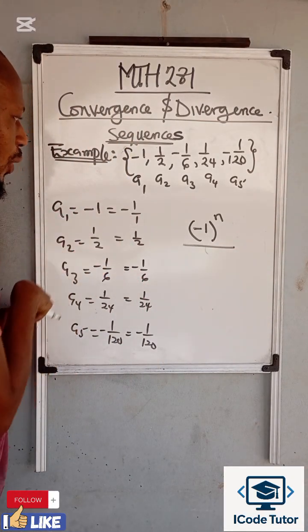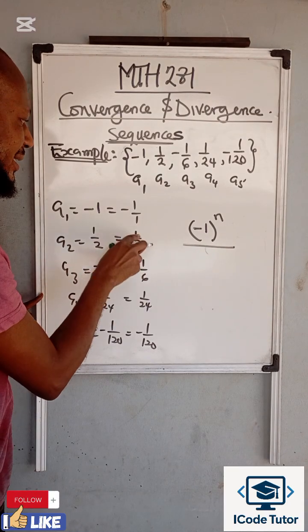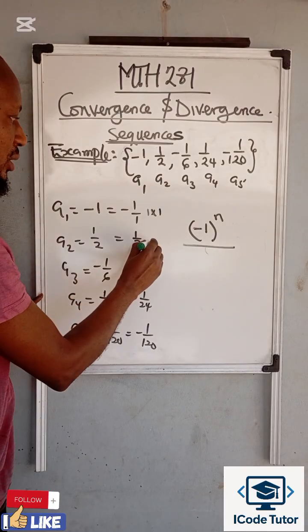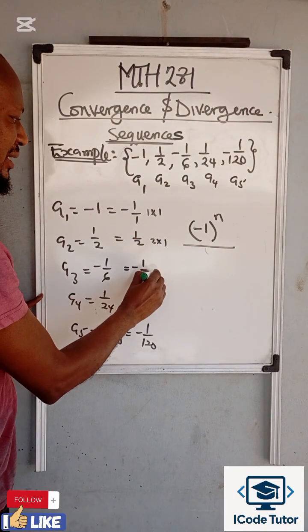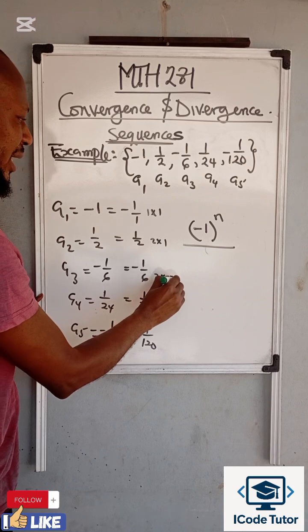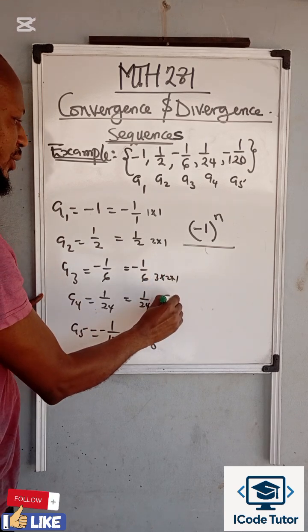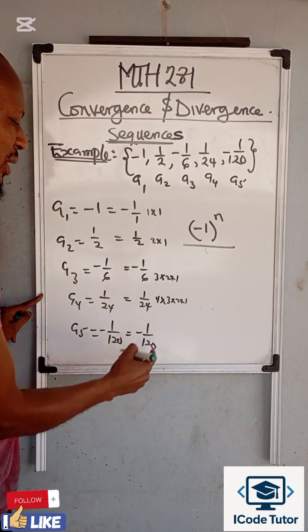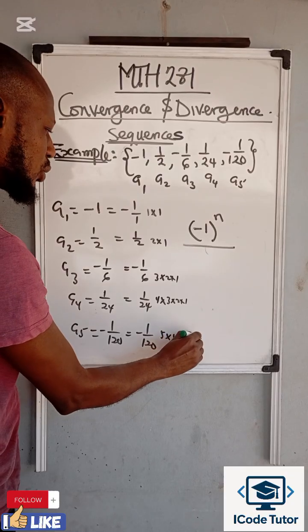Now, let's look at the down part. 1 times 1 is 1. Do you understand? Now, 2 times 1. Let's say this one is 1 times 1 for the denominator. This one is 2 times 1 is 2. This is 3 times 2 times 1, which will be 6. This one will be 4 times 3 times 2 times 1, which gives 24. 4 times 3, 12. 12 times 2, that's 24. This one will be 5 times 4 times 3 times 2 times 1.